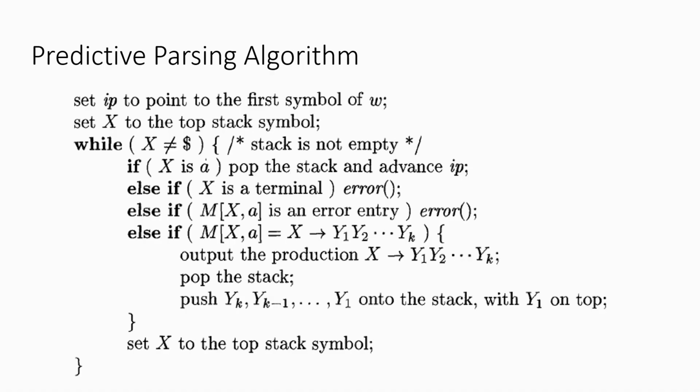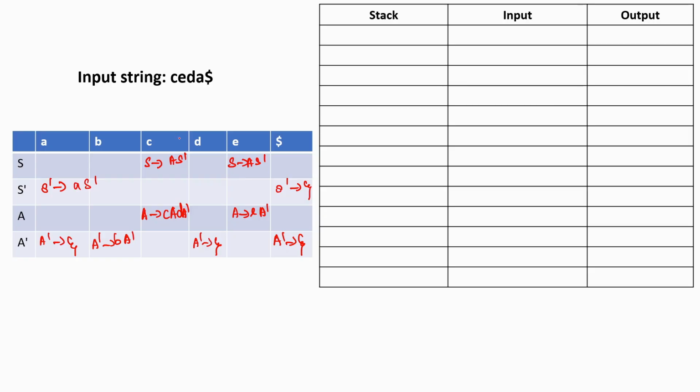So this is the parsing algorithm, and based on the input and the stack symbol, we are going to verify our parse table and try to accept or reject our input. So we'll see the input. The input is C, E, D, A and the dollar symbol. To start with, the stack starts with the dollar symbol and the initial non-terminal, that is S. Here our input is C, E, D, A and the dollar symbol.